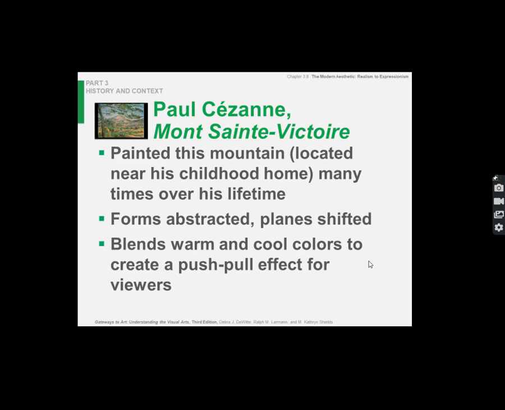So it's abstracted, it's not realistic, it's based on the thing still, it's representational. We see a mountain, but it's not meant to be photographic or realistic to look just like the mountain. It's stylized.